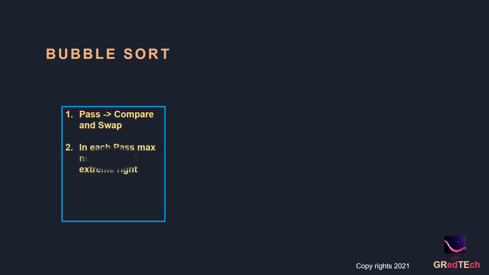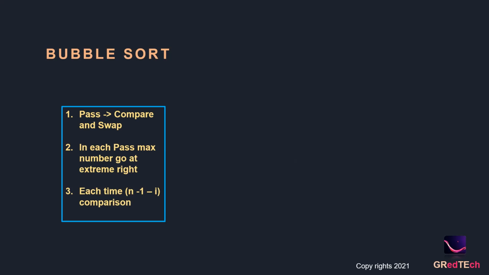In each pass, the maximum number ends up at the rightmost position. It puts the maximum number of that array at the far right. Generally we use a loop, and each time the number of comparisons that happen can be given by the formula n minus 1 minus i.